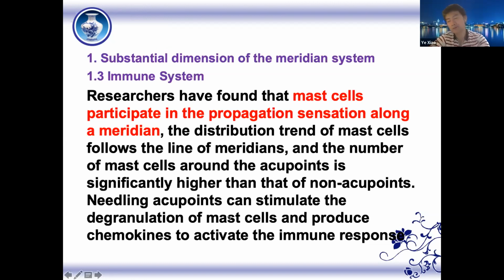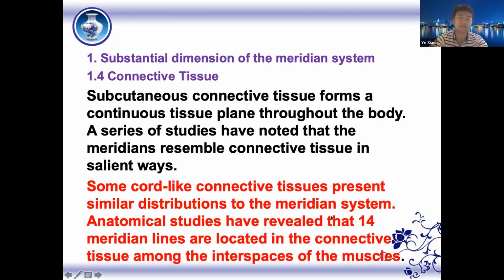Needling acupoints can also stimulate the degranulation of mast cells and produce chemokines to activate the immune responses. And the fourth system related is the connective tissue.